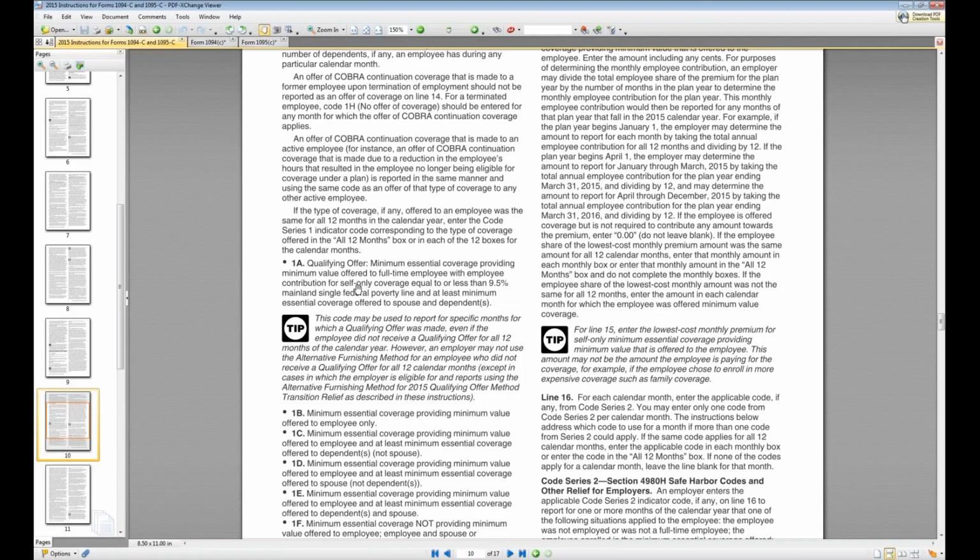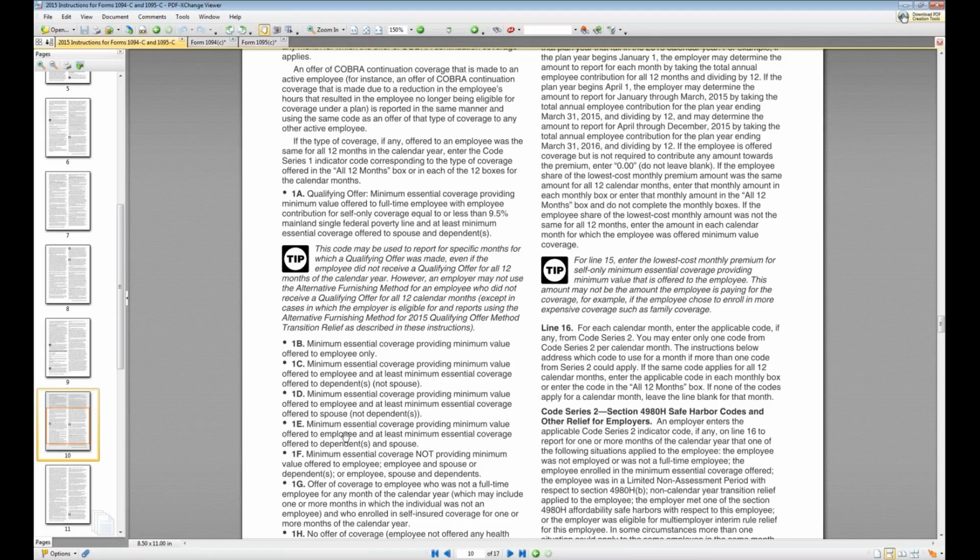9.5% of the federal poverty limit for 2015 is $93. So even though an employer is not required to charge less than $93, if the employer does charge less than $93, that employer is in basically ultimate safe harbor. So if your plan is offering coverage to employees in 2015 for less than $93 a month, then 1A is your offer code. If not, 1E is your offer code. And the only way that 1B, C, or D would apply is if you're not offering coverage to spouses or dependents. So everybody else is 1E.